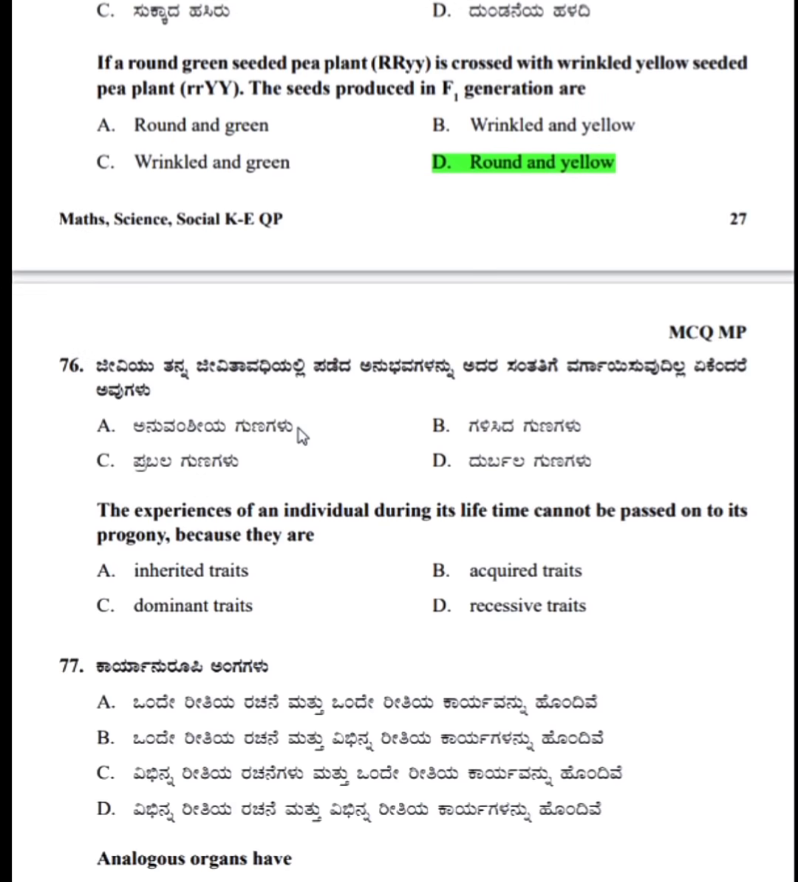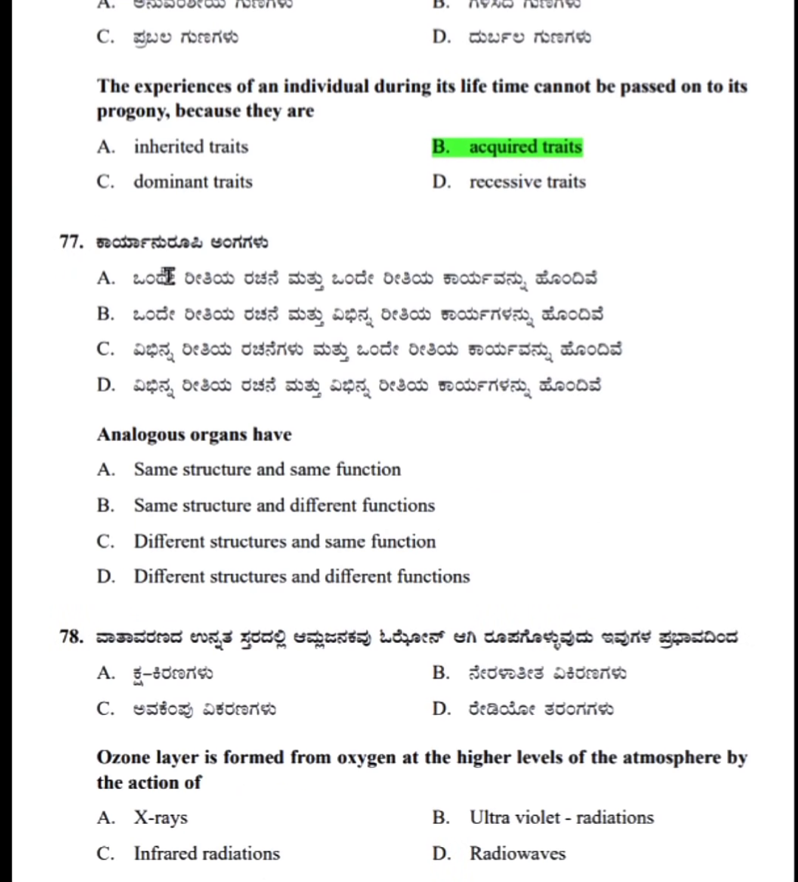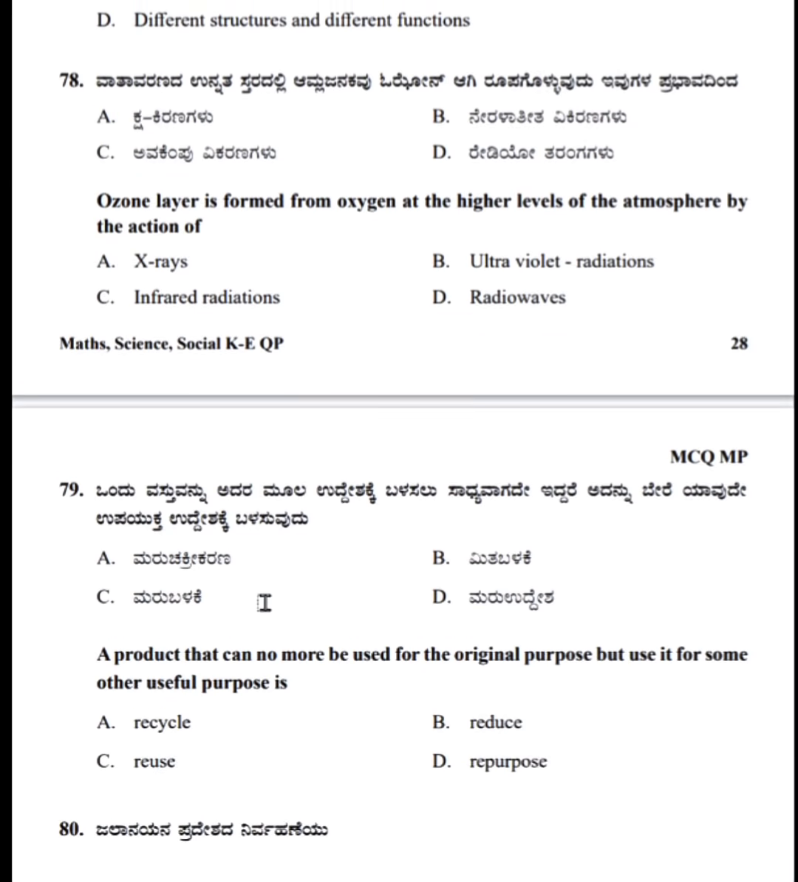Question number 76. The experiences of an individual during its lifetime cannot be passed on to its progeny because they are acquired traits during its lifetime. Therefore, they cannot be passed from one generation to another generation. Question number 77. Analogous organs have different structures but the same function. Therefore, the correct answer is option C.